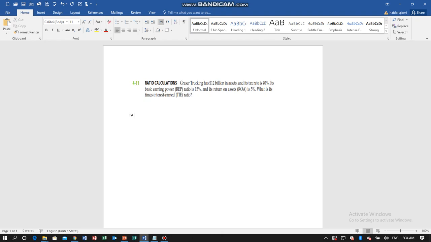So we start by writing the given. The total assets is equal to $12 billion. The tax rate T equals 40%. Its basic earning power, BEP, equals 15%. Return on assets is equal to 5%. What is times interest earned?